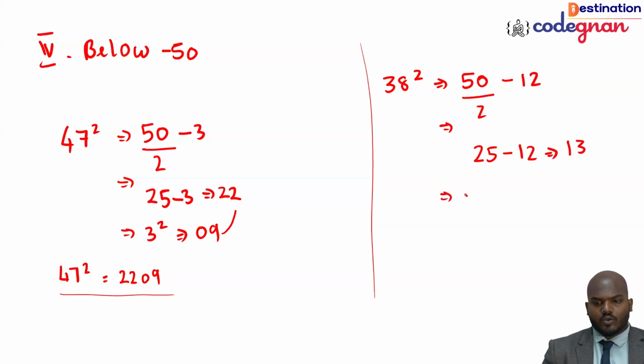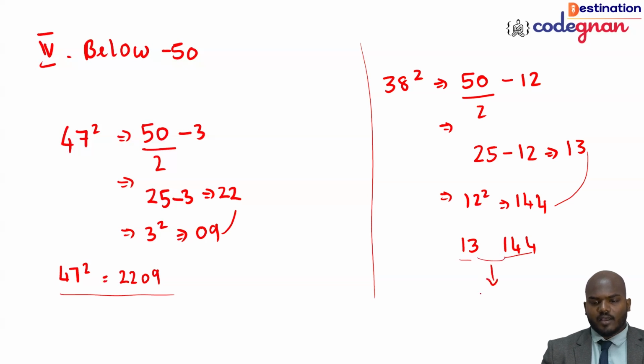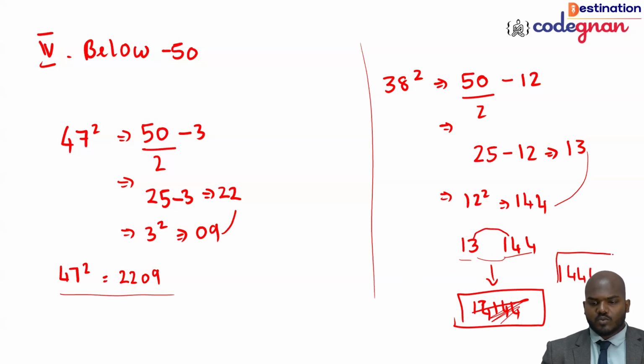Next step, that is 12 square. If you expand the 12 square, it will give you the value 144. If you're merging this, that will give you 13144. It is a 3 digit, it's a 2 digit one. No, not this value, I just made it wrong here. It will give you the value 1,444. You need to merge this, that is 3 and 1. If you merge this, it will give you 1,444 as the final answer.